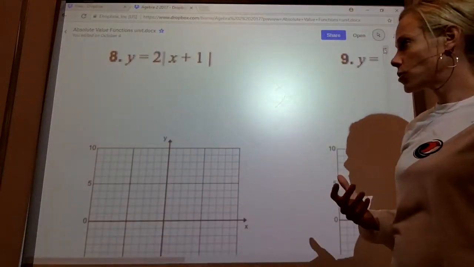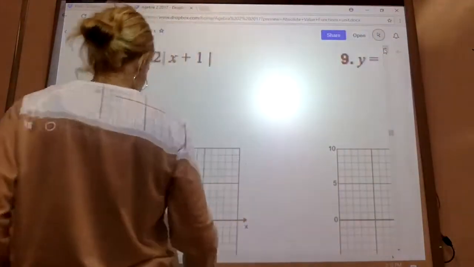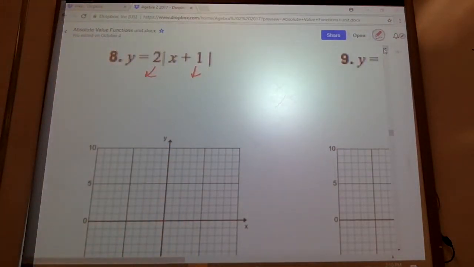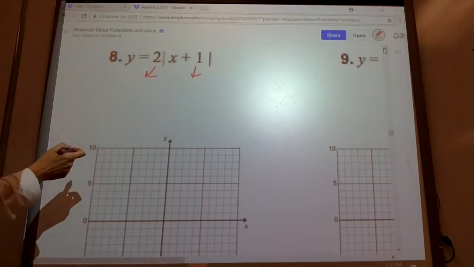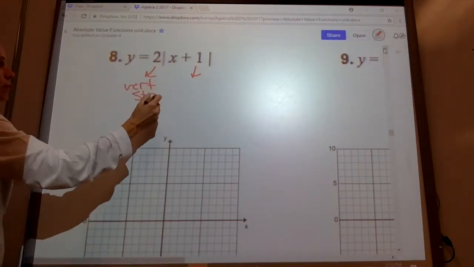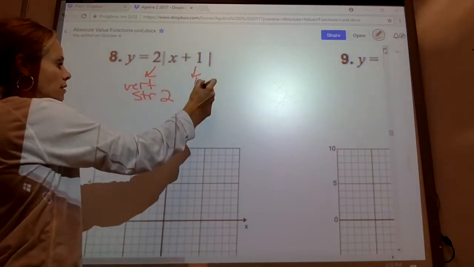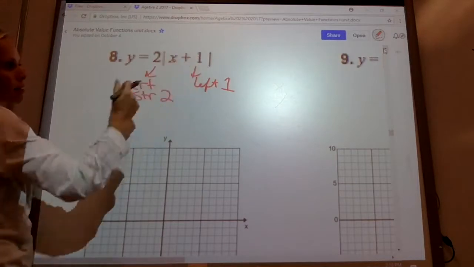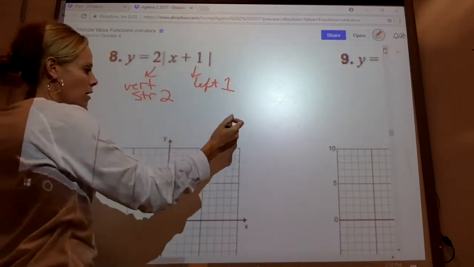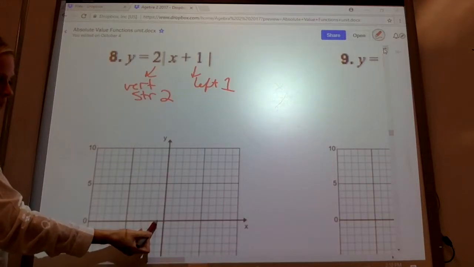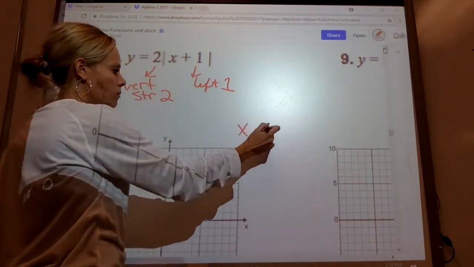So what two transformations, right? First of all, what two transformations? What does the 2 mean and what does the +1 mean? Very good. Vertical stretch of 2 and left 1. Because it's inside. When I'm adding inside, that's left and right. Okay? So I know if I go left 1, I'm over here somewhere, my vertex. Okay? So let's find some more points.